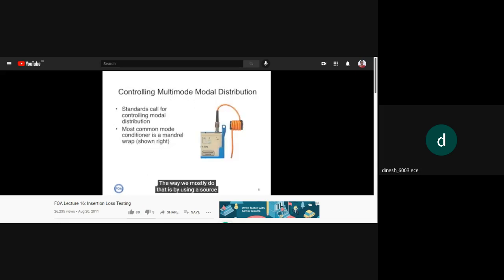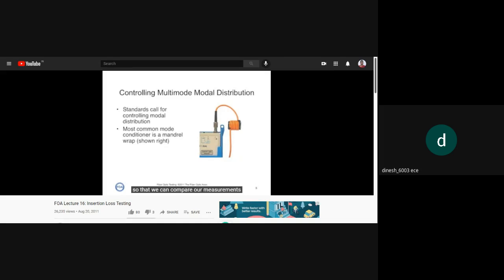The way we mostly do that is by using a source of known output and a mode conditioner that is typically done with a mandrel wrap, as is shown here with this source. And that will condition the signal to send light down about 2/3 of the core, but in a very consistent fashion so that we can compare our measurements with what others would measure on the same cable plant.